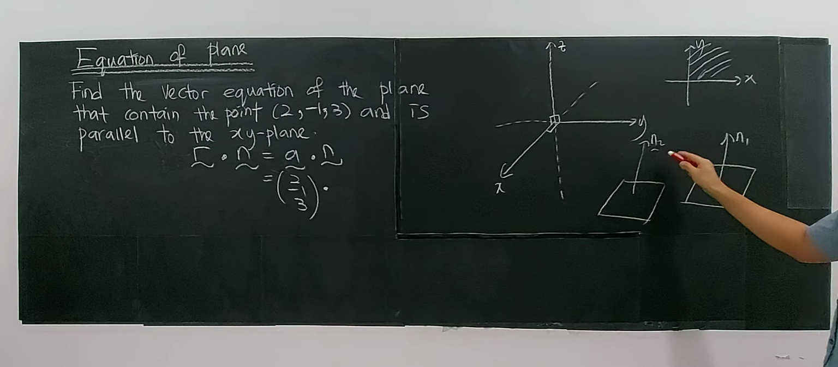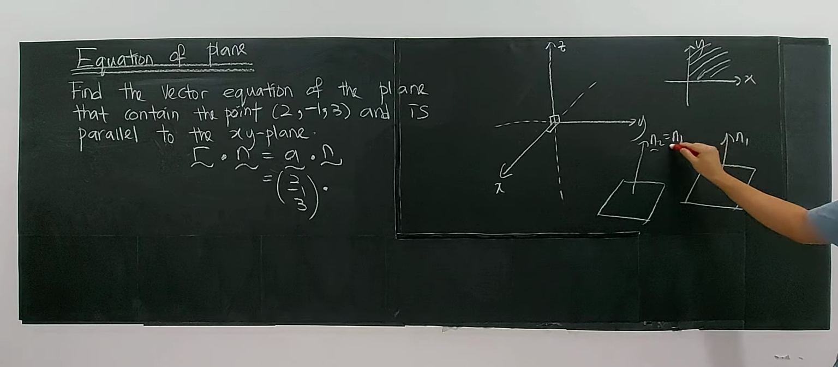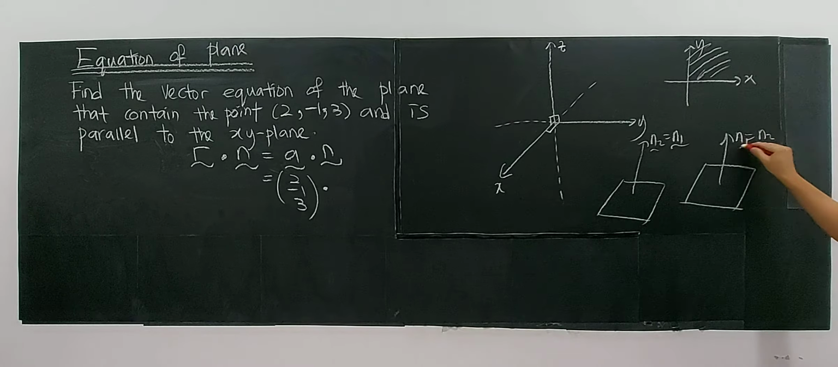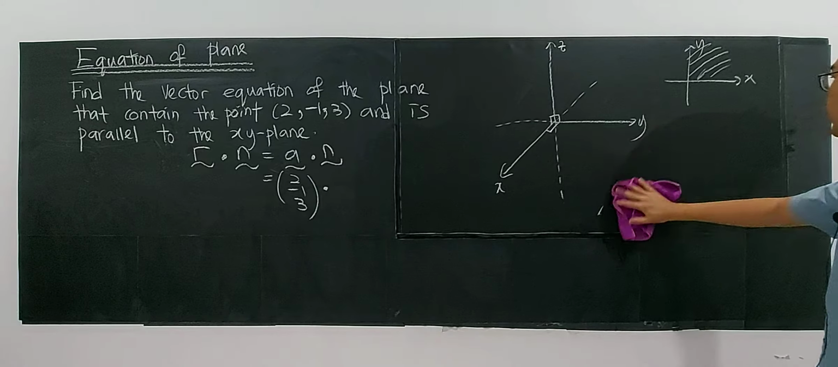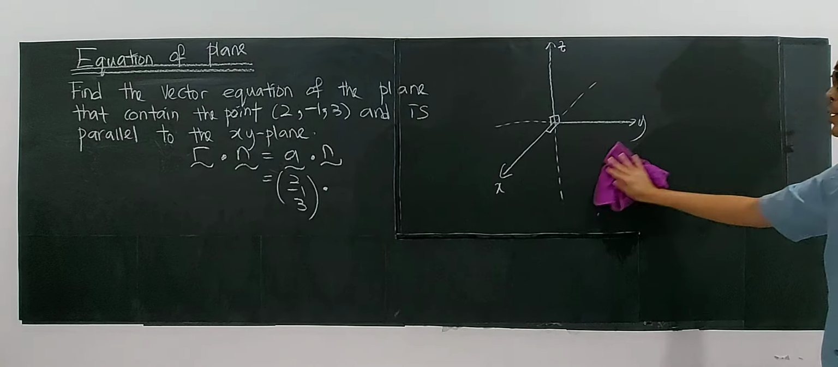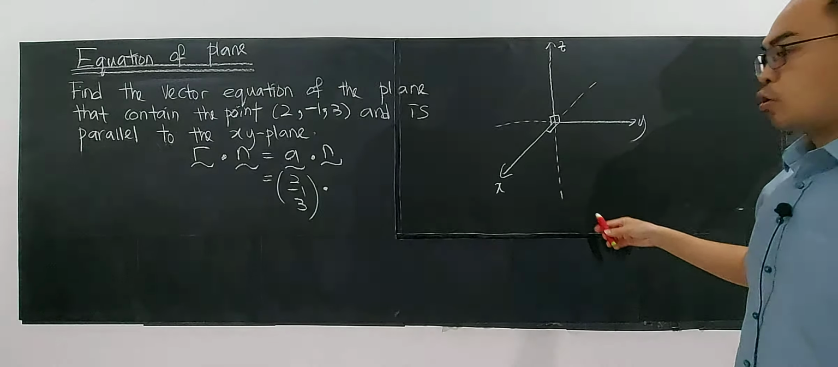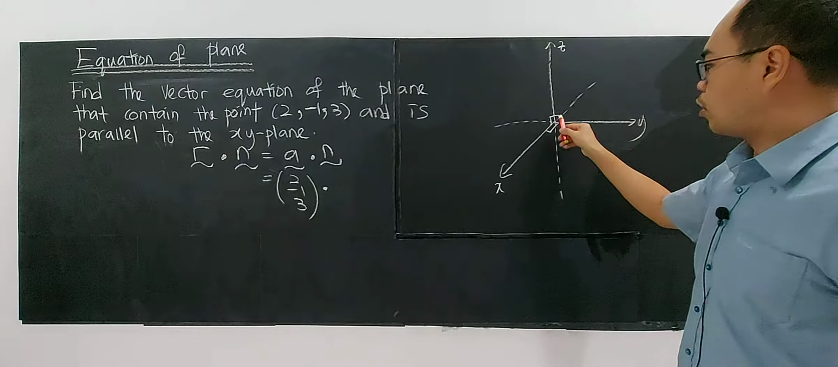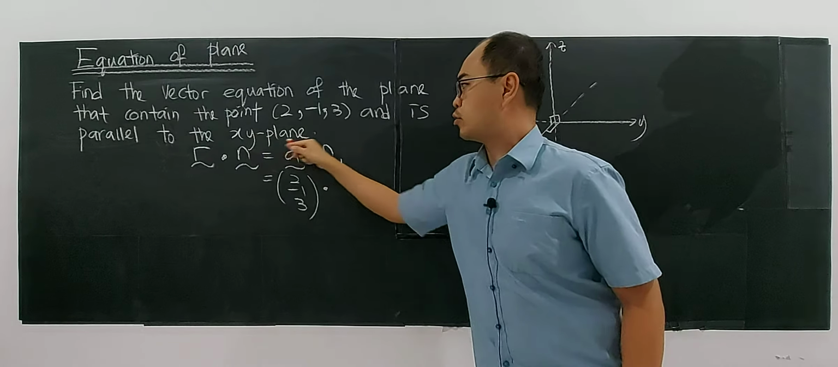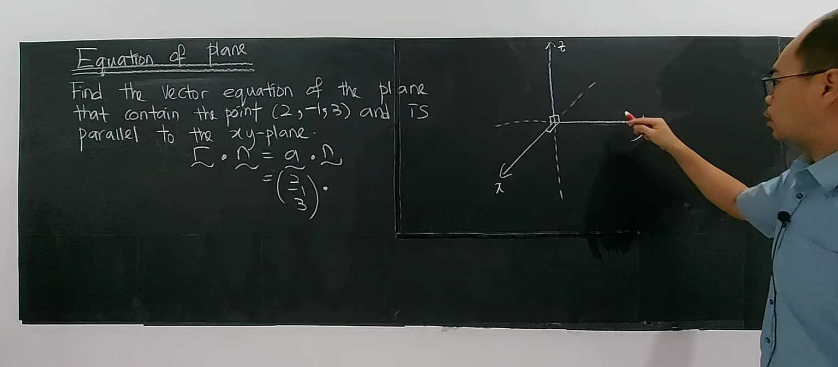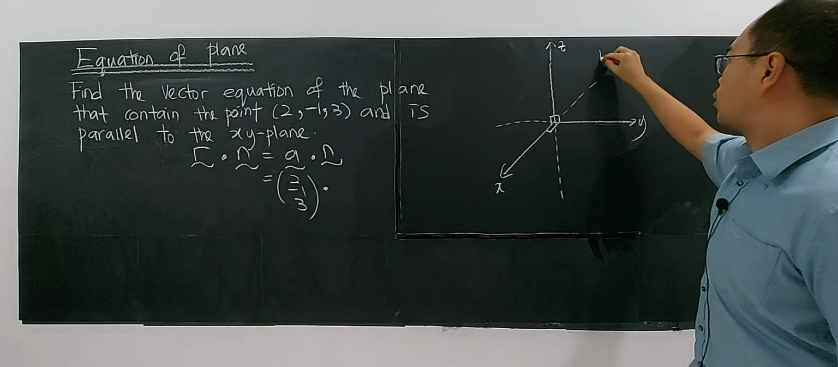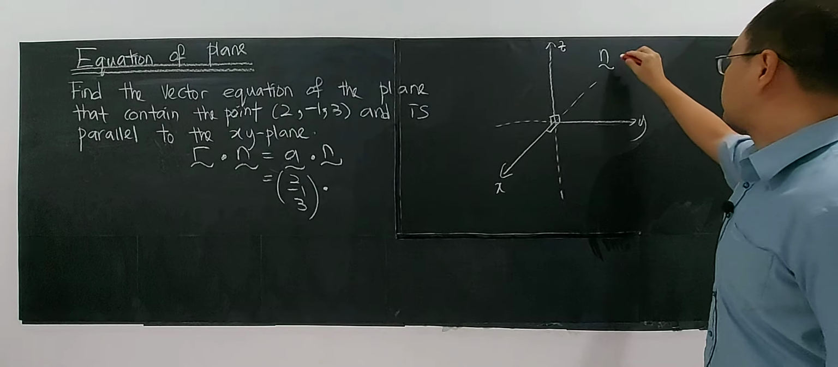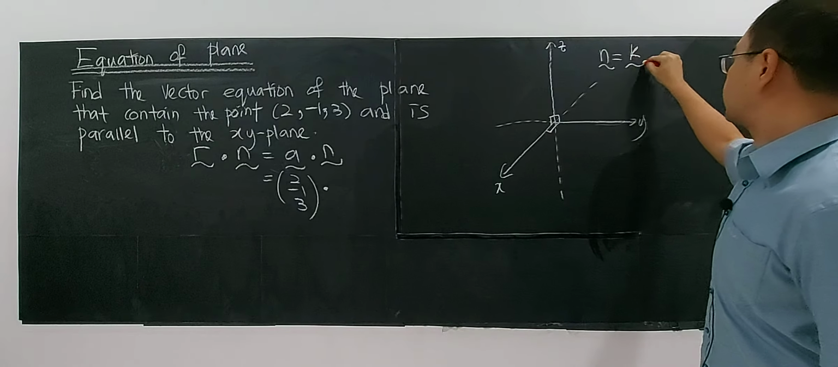We can actually directly take n2 to be n1 and n1 to be n2, as these two are actually parallel, right? So now for these cases here, we're going to find the normal of the xy plane. The normal for the xy plane, a perpendicular, will be the z-axis. We will usually denote the normal for this xy plane with k.